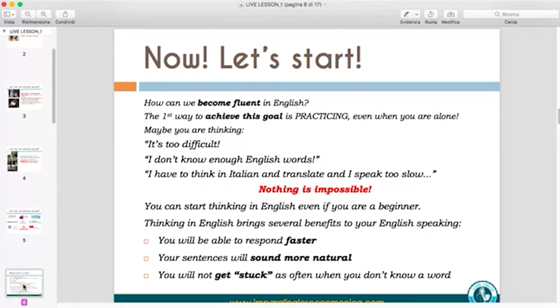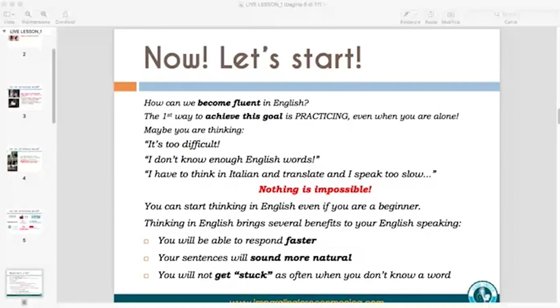So, you can start thinking in English even if you are a beginner. Many people that are attending this course are beginners, so maybe they have a poor vocabulary, they do not know many English grammars, but this cannot be a limit, because you can do it even if you are a beginner. So, thinking in English brings several benefits to your English speaking, because of course you will be able to respond faster, your sentences will sound more natural, and you will not get stuck as often when you don't know a word. So, in other words, you will not stop yourself in case you do not have the word to say, or the word that you would like to say does not come to your mind.